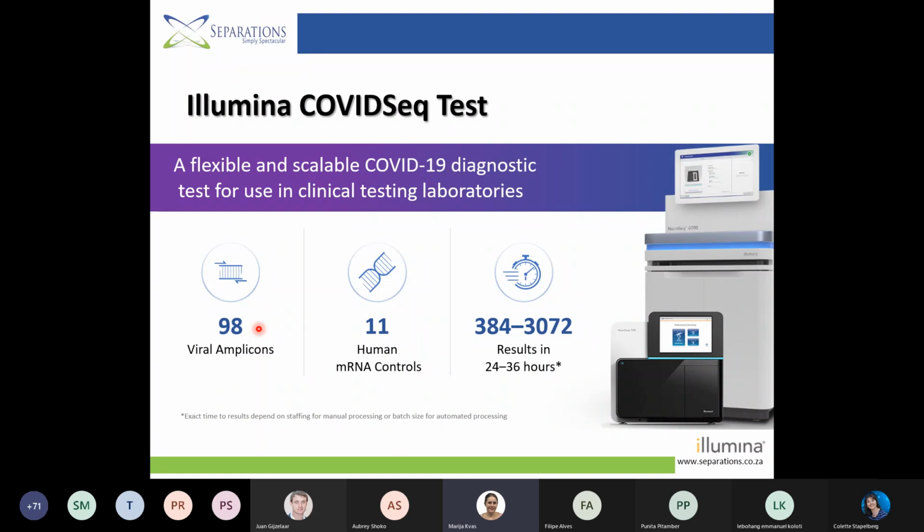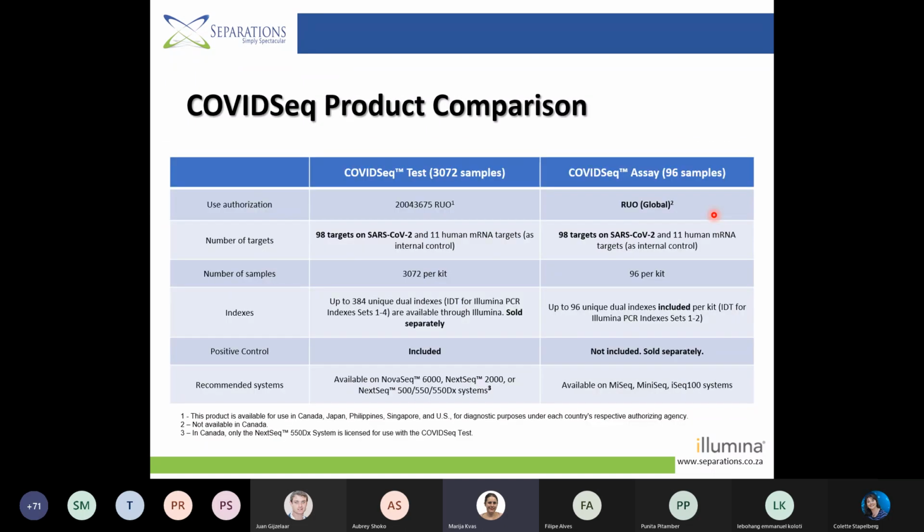And obviously, when it comes specifically to diagnostic tests, this was developed for larger instruments like NovaSeq and NextSeq 550, NextSeq 2000, where we could do anything from 384 samples to more than 3,000 samples, right? But not every lab out there has that kind of capability, right? So Illumina quite recently, actually less than a month ago, came up with a smaller pack, right? Previously we had a very large assay pack. Now we have a 96 kit size, right?